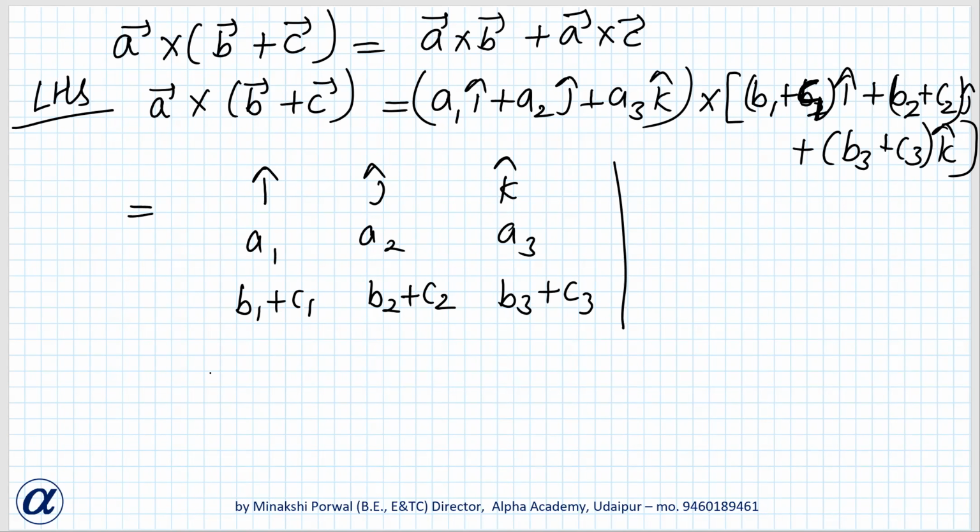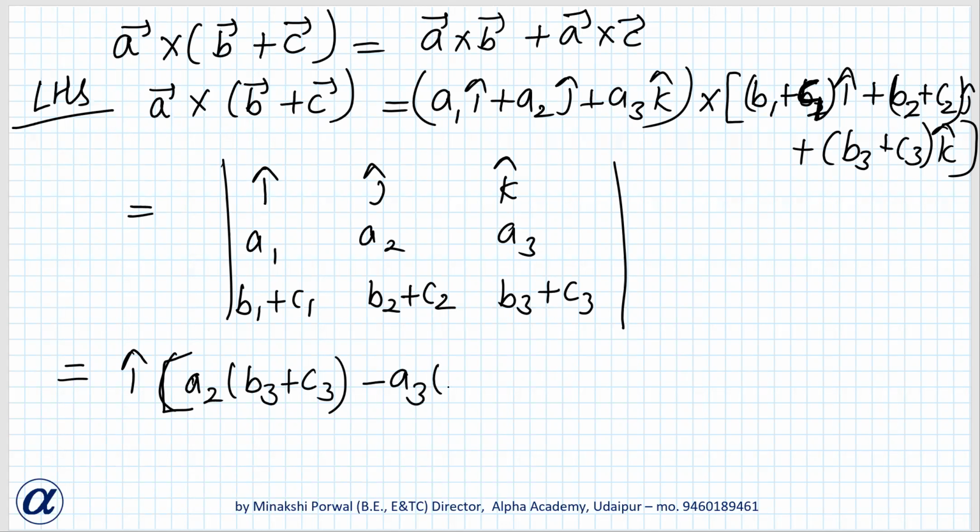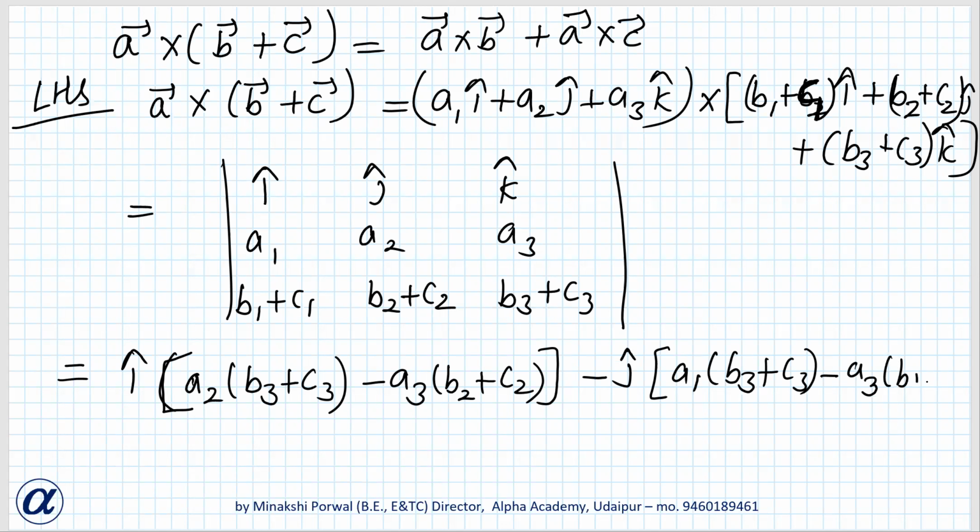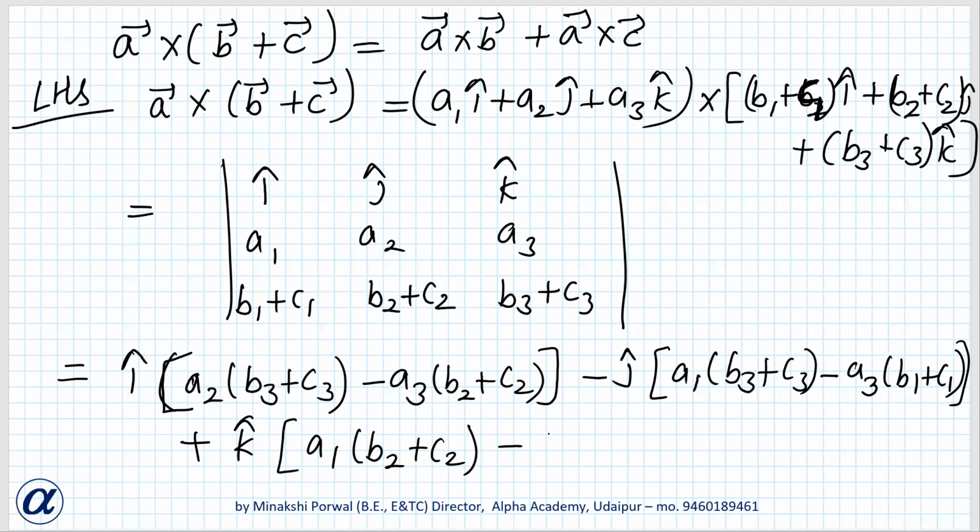So when we solve this, this is equal to i into A2 into (B3 + C3) minus A3 into (B2 + C2), minus j into A1 into (B3 + C3) minus A3 into (B1 + C1), plus k into A1 into (B2 + C2) minus A2 into (B1 + C1). Is it clear till here?